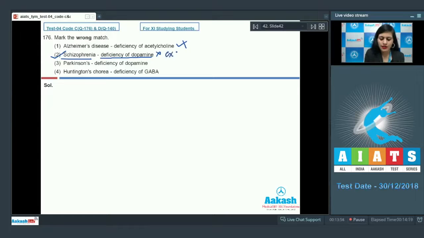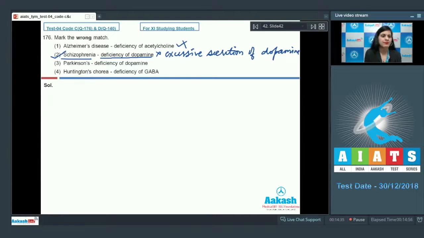Because schizophrenia is caused due to the excessive secretion of dopamine and not because of its deficiency. Symptoms for schizophrenia are hallucinations and disordered behavior.